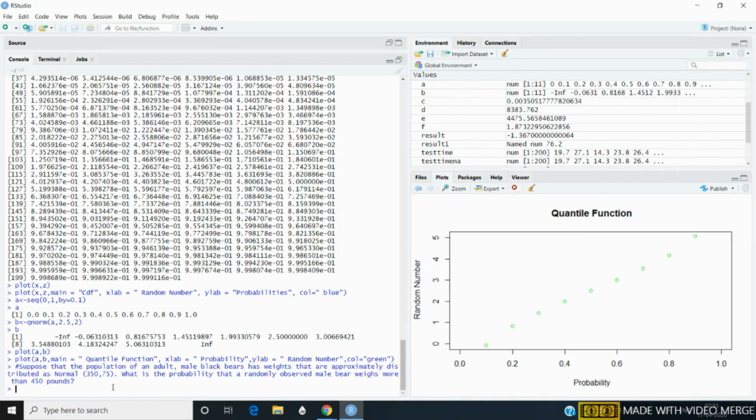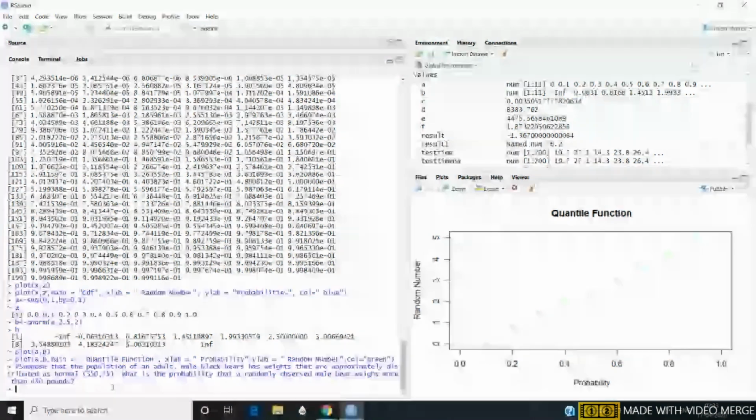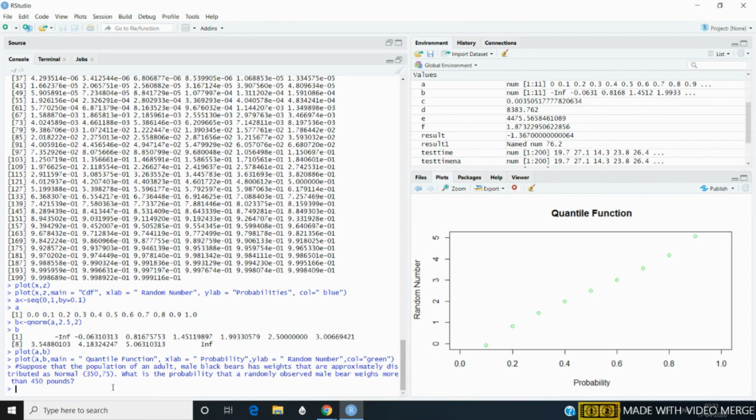But as we discussed in our theoretical concept, pnorm computes the cumulative probabilities only for less than values. So to compute for the greater than values, we first compute for the less than values, then we subtract it from 1. Okay, so first of all let me assign a variable. I will assign variable q. Okay, I will compute the pnorm for 450, comma mean is 350, comma standard deviation is 75.